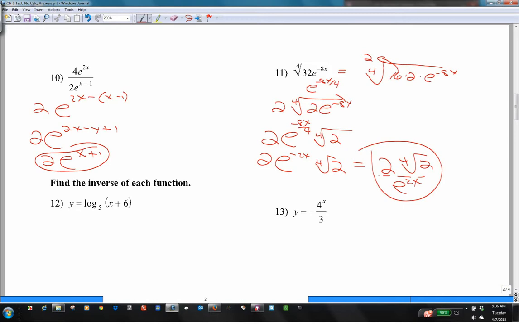Okay, now we're going to be finding the inverses. So the first thing I'm going to do is switch the x's and the y's. So x is equal to the log base 5 of y plus 6. And now what I have is my y trapped inside the logarithm. To get it out, I simply change it to exponential form. So that would be 5 to the x is equal to y plus 6. And then 5 to the x minus 6 is equal to y.